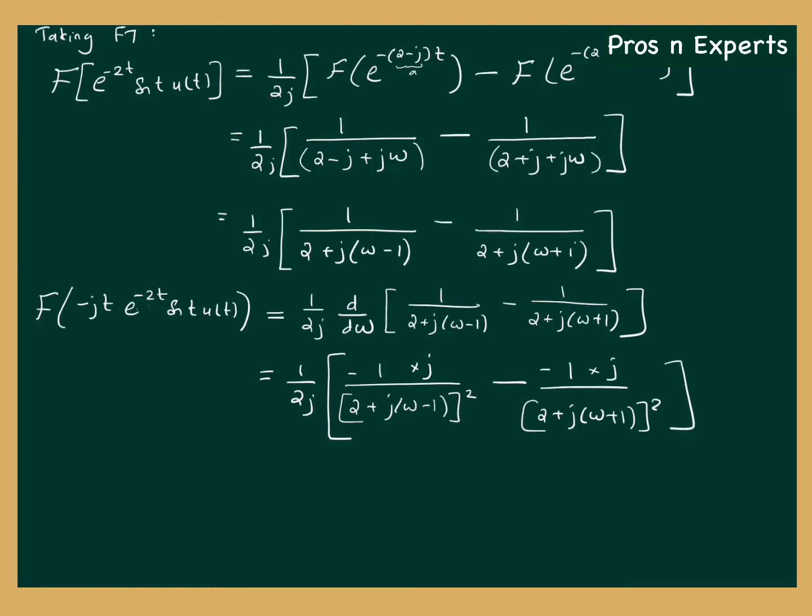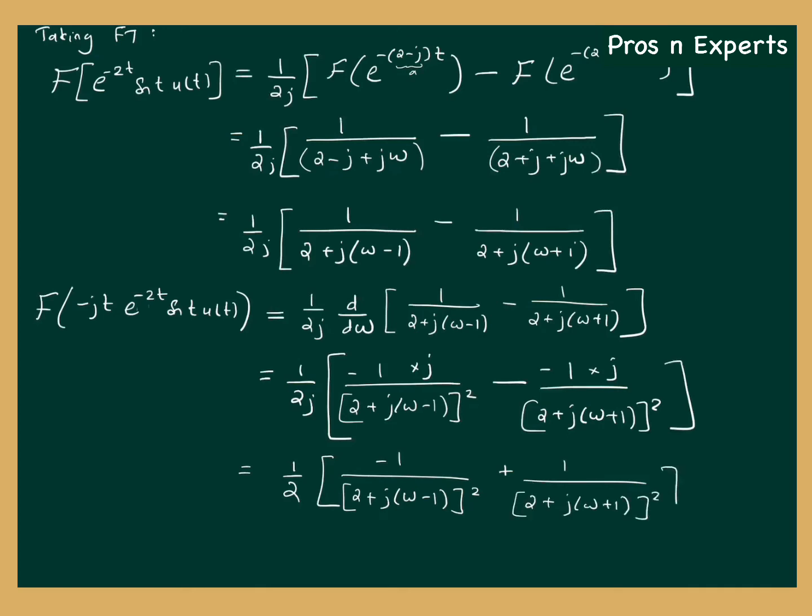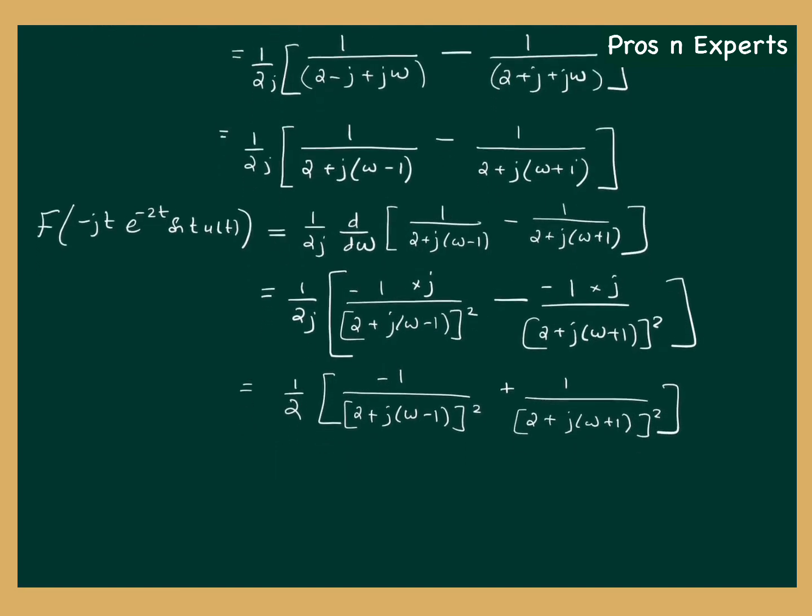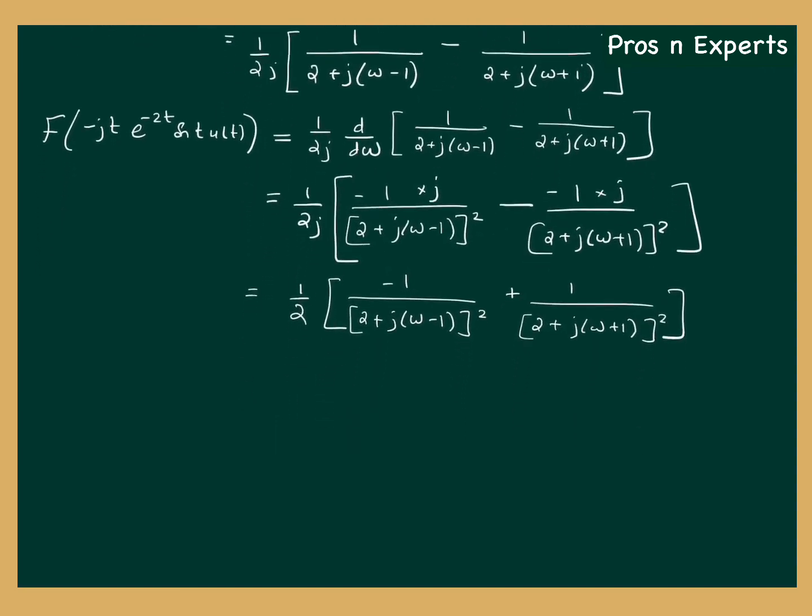Now I can take j and j outside the bracket, and it can be cancelled with this j. So this is equal to 1 by 2 into minus 1 by (2 plus j into omega minus 1) the whole square, plus 1 by (2 plus j into omega plus 1) the whole square. So this is the Fourier transform not of t into e raised to minus 2t sin t of t, but the Fourier transform of minus j into t into e raised to minus 2t sin t of t.